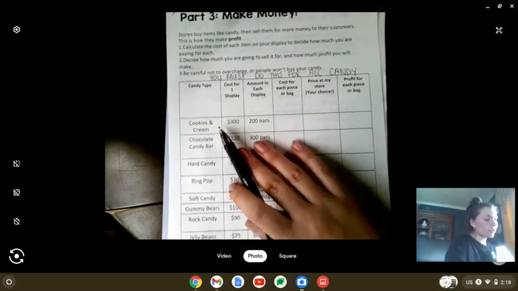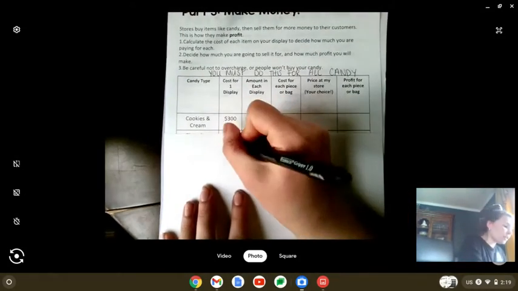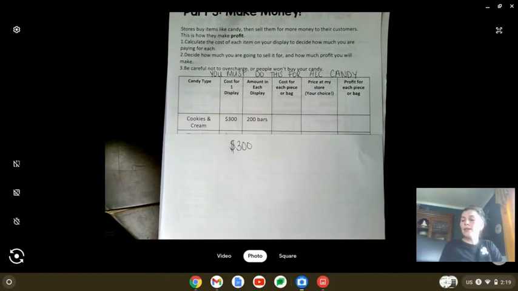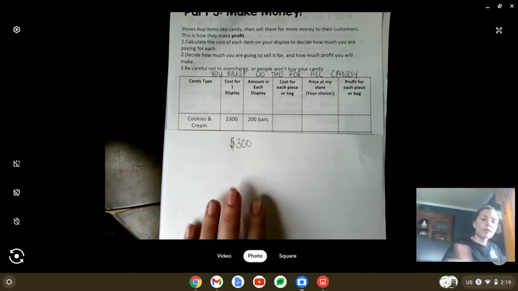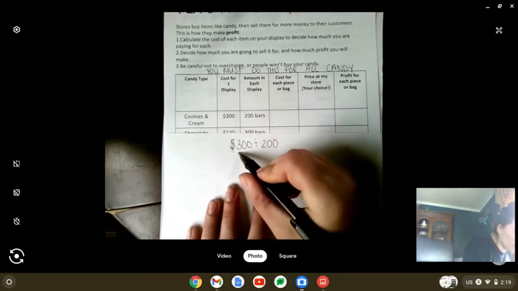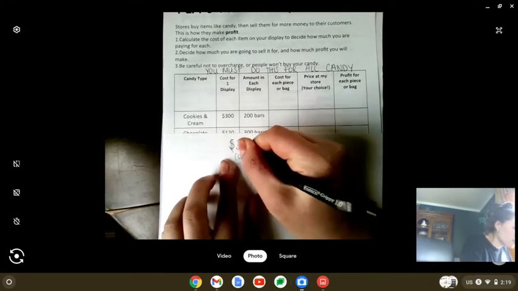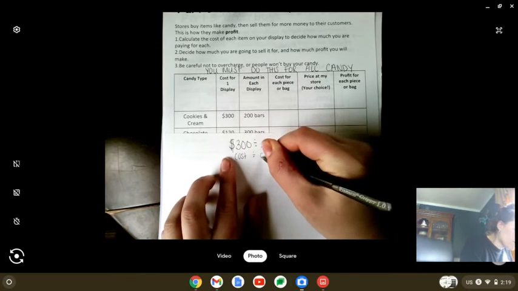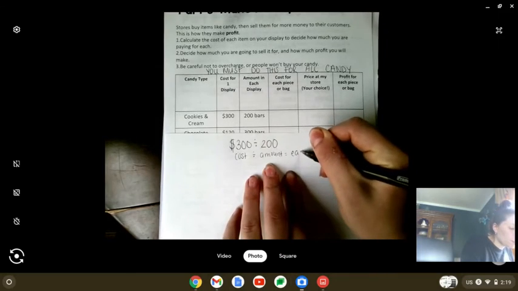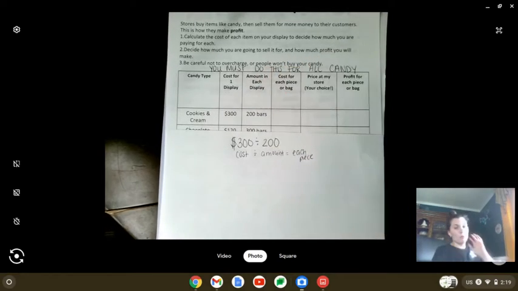So let's first take a look at cookies and cream. The cookies and cream is $300. We bought it for $300. I bought it in bulk. And for $300, we got 200 bars. So we're going to do 300 divided by 200. So the cost divided by the amount is going to give you each piece. Okay, you may want to write that down. The cost divided by the amount.